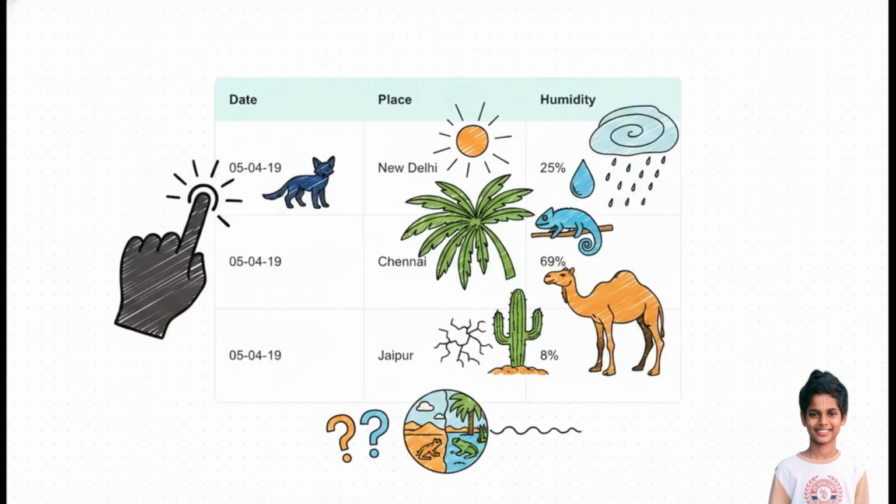Now think about some weather data from a single day in April. We have New Delhi with 25% humidity, Chennai sitting at a sticky 69%, and Jaipur down at a bone-dry 8%. Just picture that stark contrast. What conclusions can we draw from this? Well, it tells us that even on the exact same day, in the exact same country, weather conditions can be wildly different. And this leads us to our next big question: how does life actually survive in such varying extremes?